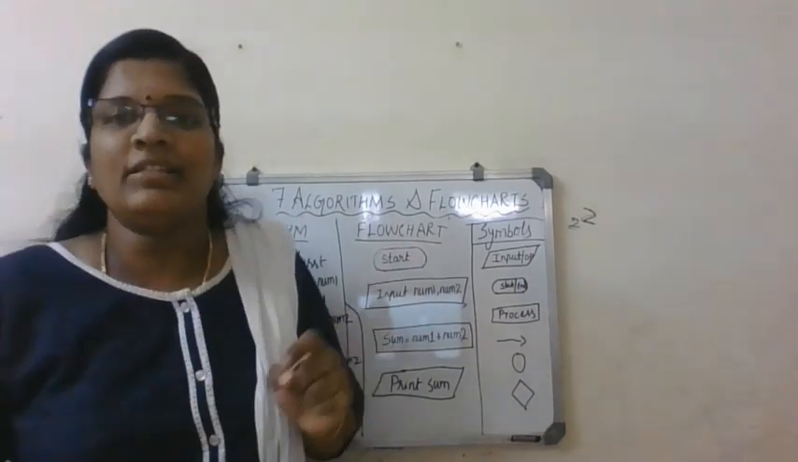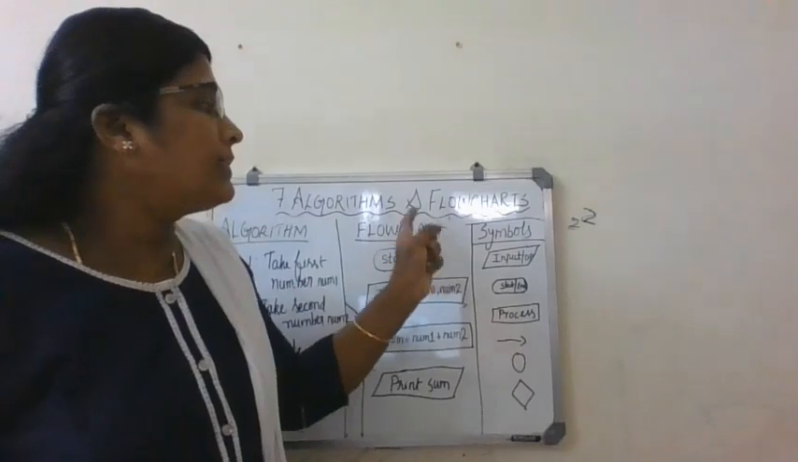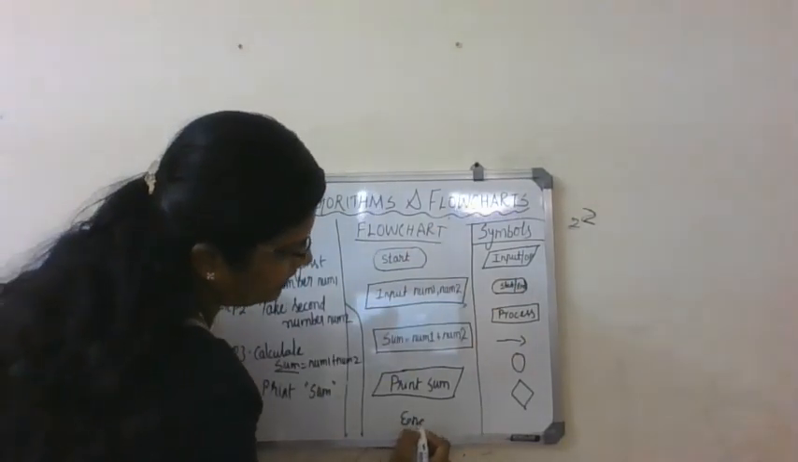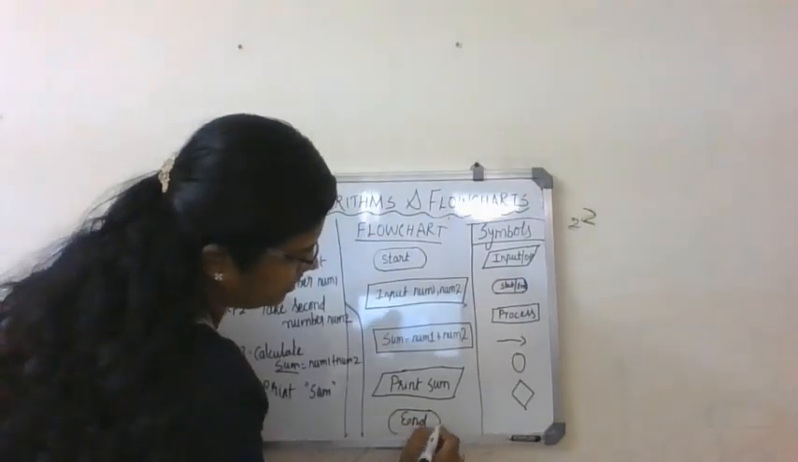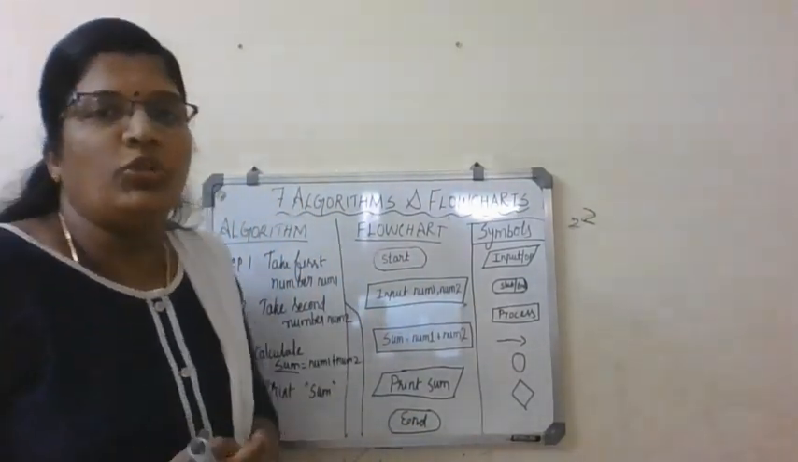Then what is next? Next is we have to end the program. Okay, start and then end. So it is end. Over. It's like an oval shape. Okay, so this is a flow chart.